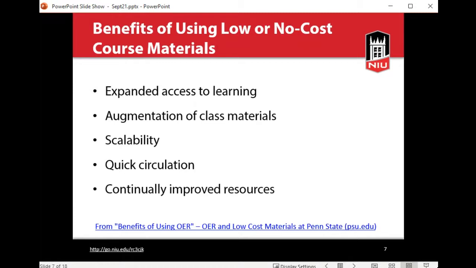Some additional benefits of using low or no cost course materials is that they can be a good way to supplement gaps in the curriculum. They are often easier to distribute widely and quickly, so the information is often very, very current. Low or no cost materials are often easier to edit, adapt, and update, so they are continually being improved.